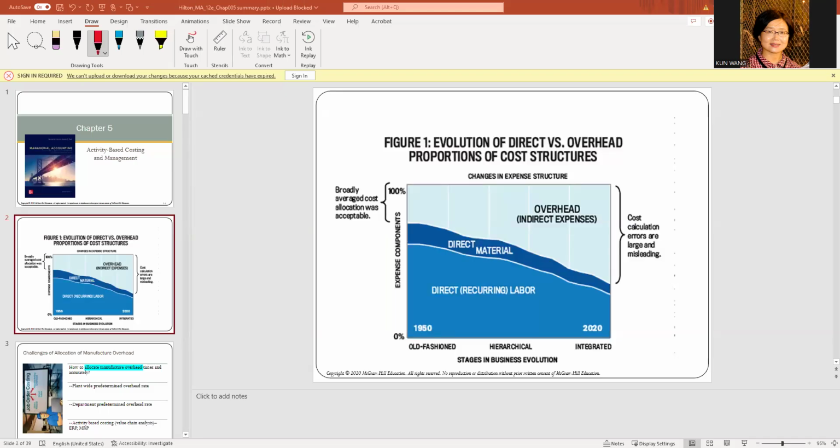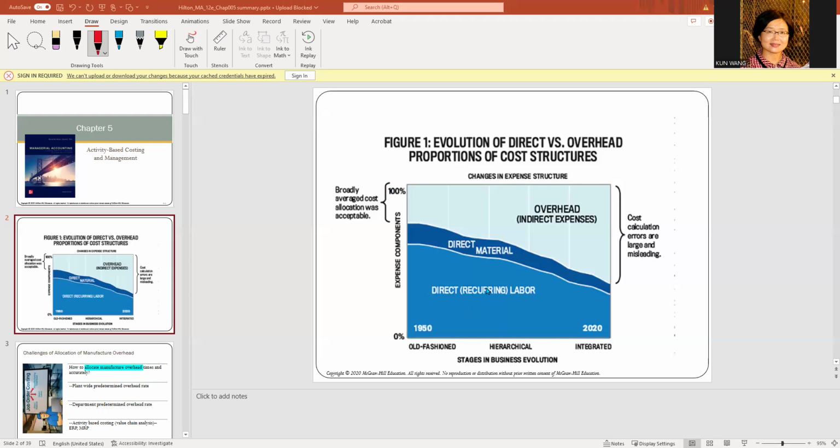Hello everyone. In this video, we'll dive more deeply into the topic of overhead allocation and introduce the benefits of activity-based costing system and ABC management, especially for manufacturing industries. As we have learned from chapter 1, there are three components of manufacture cost: direct material, direct labor, and the indirect manufacture overhead. Over the past 70 years, we can clearly see the trend.